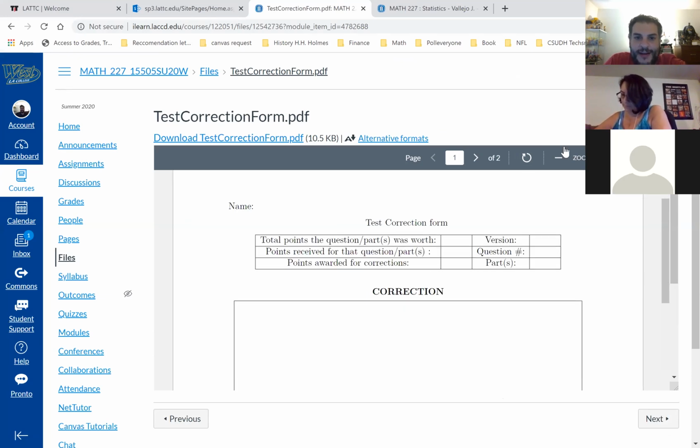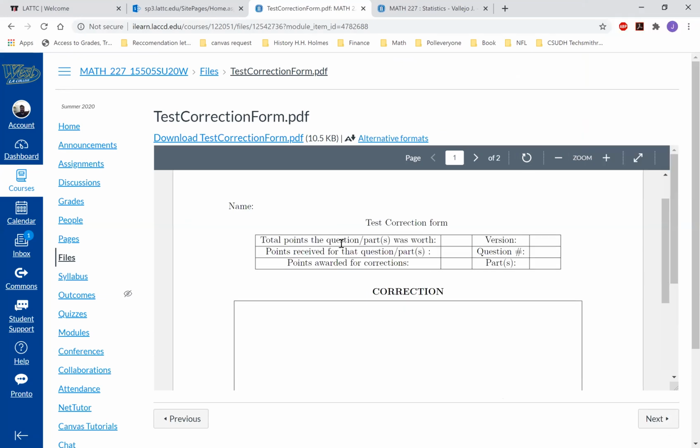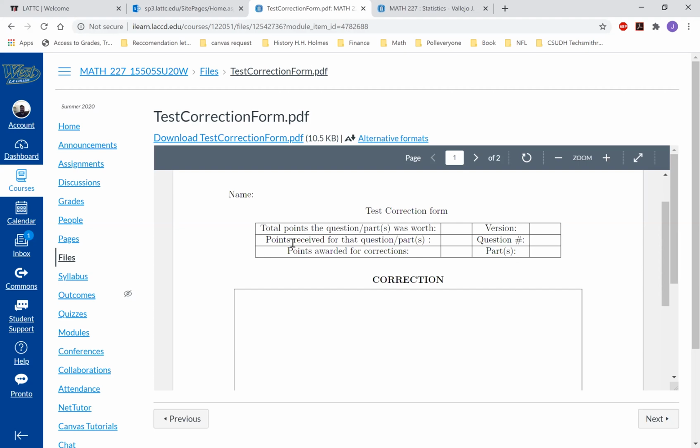So right here, where it says total points the question was worth, you tell me how many points the question was worth. If it was worth 5 points, tell me it was worth 5 points. If it was worth 2 points, tell me it was worth 2 points. And then right here, tell me points received for the question / part. So you tell me how many points you got for that question. So if it was out of 4, but I gave you 2 points, you put 4 right here, and then right here you put 2.